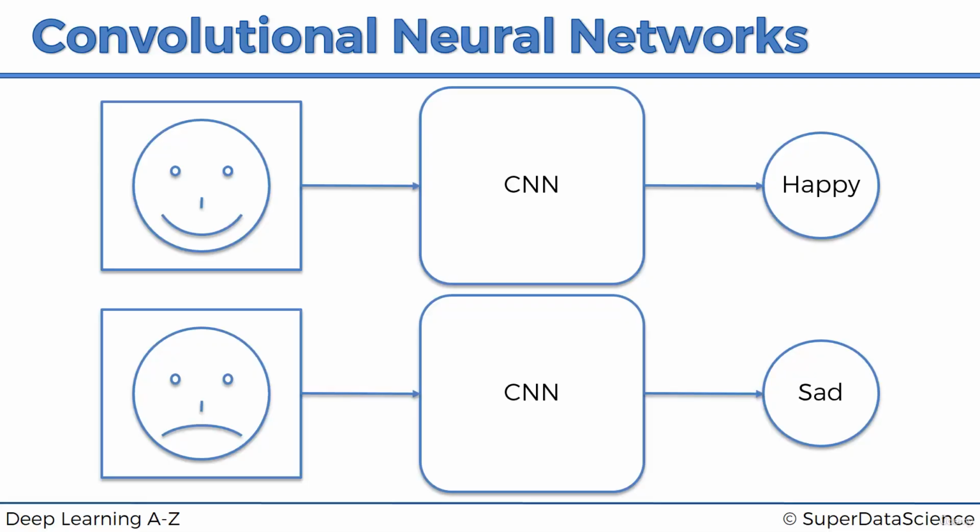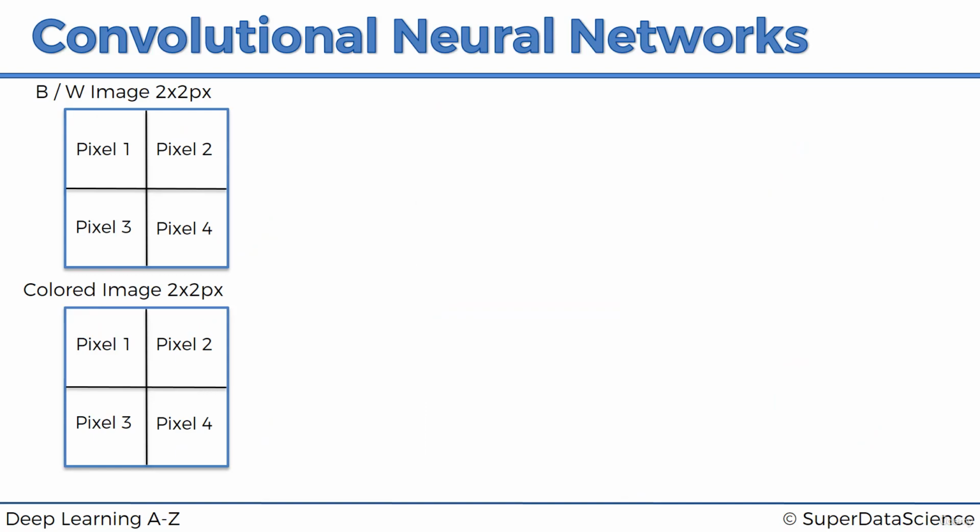So, but how is a neural network able to recognize these features? Well, it all starts at the very basic level. Let's say you have two images. One is a black and white image of 2 by 2 pixels, and one is a colored image of 2 by 2 pixels. Well, neural networks leverage the fact that the black and white image is a two-dimensional array.